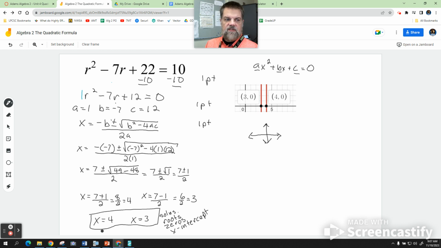How would you sketch that? Is A positive or negative? A is positive, so that means it opens up. It'll look like this. Opens up. So, and it crosses through 3 and 4. You just kind of do something like this.